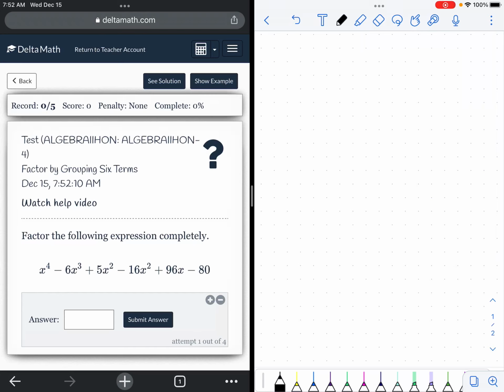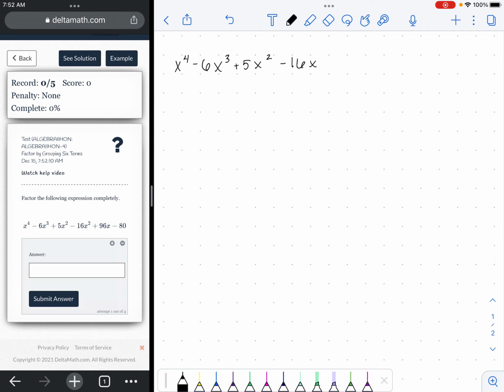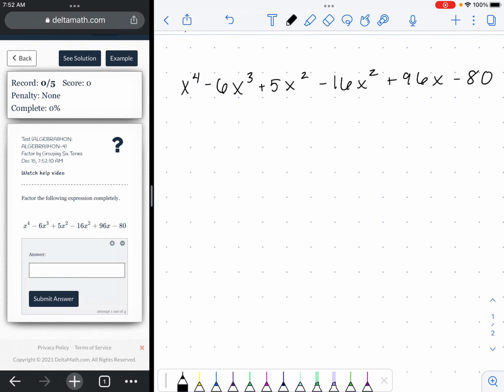Let's do an example of factoring by grouping when you have 6 terms. So I'm going to just copy this problem over from the left side of my screen. There we go. So I have x to the 4th minus 6x cubed plus 5x squared minus 16x squared plus 96x minus 80. So you'll notice we have some like terms, but we're actually not going to combine them.